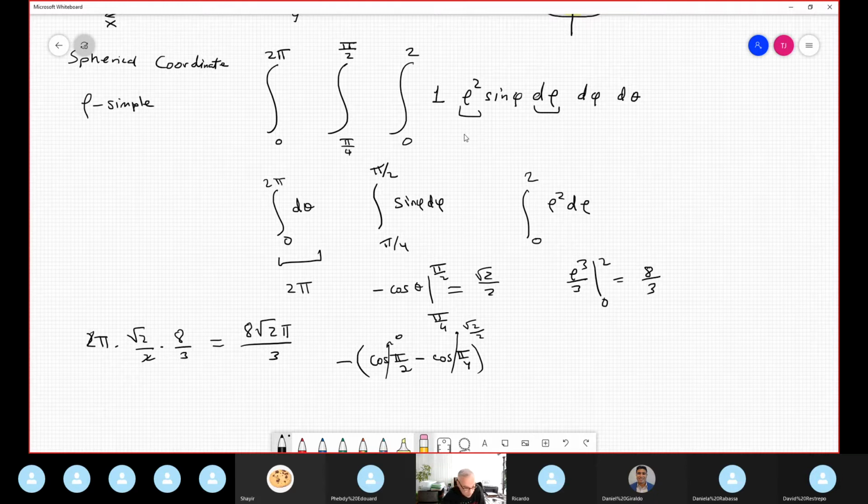Let me copy in my paper because I forgot to copy. I don't know why. Okay, this is pi over 4, pi over 2. The answer is this is positive radical 2 over 2. And finally, multiplication of everything. I copy in the other page. It is radical 2 pi over 3.